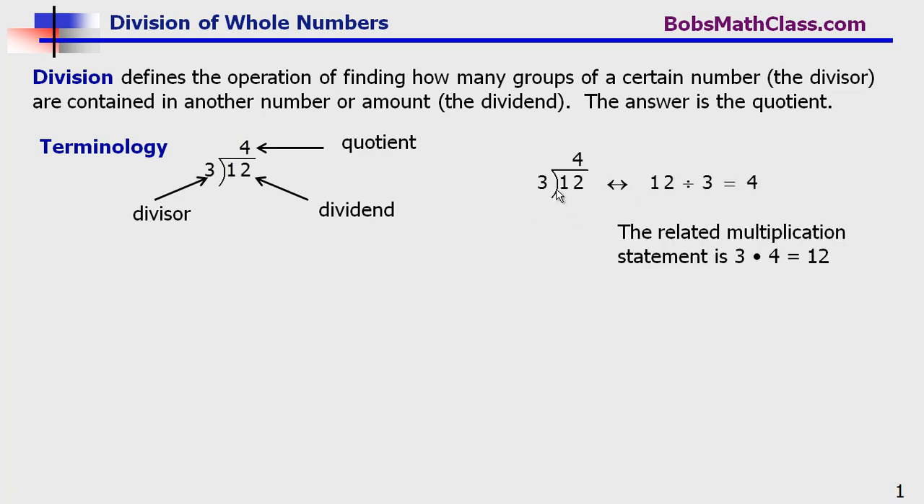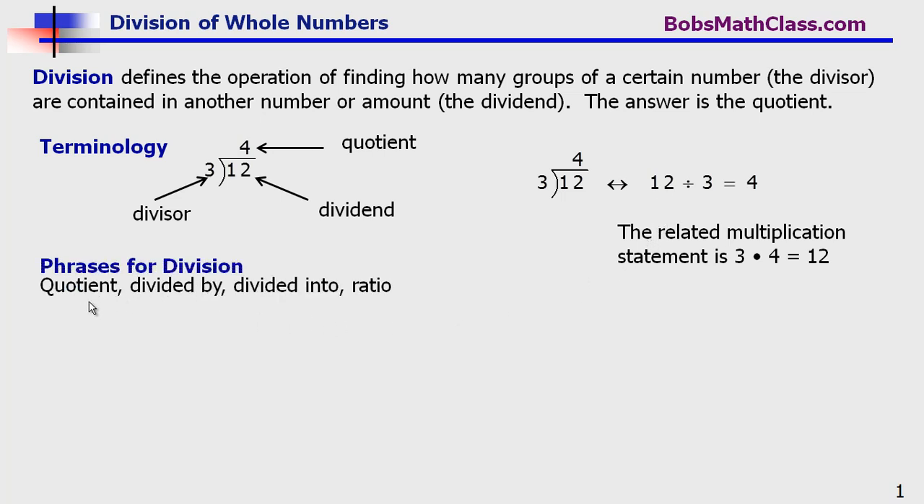Okay. This division problem, 3 into 12 goes 4 times. It means the same as writing 12 divided by 3, with the 12 first, the 3 second. So these are two equivalent forms. And notice that if you multiply these last two numbers, 3 and 4, you get our first number. That's called the related multiplication statement. 3 times 4 is 12. So the last two numbers here, the divisor and the quotient, have to multiply to get the dividend.